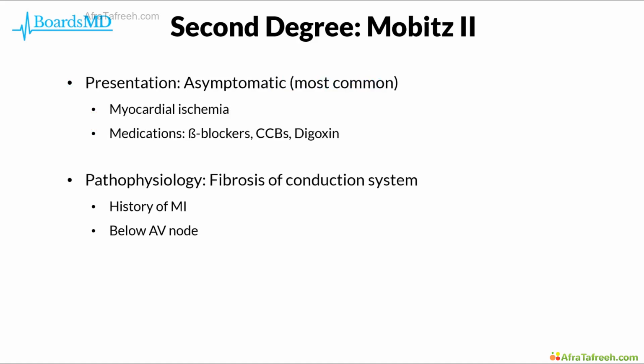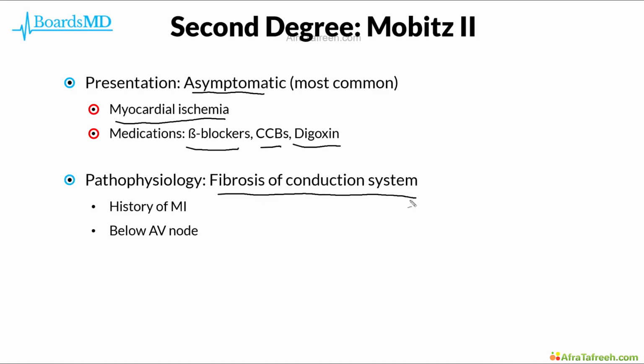Next up, we have second-degree heart block, Mobitz type 2. These patients also most commonly will be asymptomatic. They may present in the context of myocardial ischemia, and once again, there are medications which can ultimately slow down conduction at the AV node and tip off a patient into Mobitz type 2, including beta blockers, calcium channel blockers, and digoxin. The pathophysiology in the case of Mobitz type 2 is fibrosis of the conduction system.